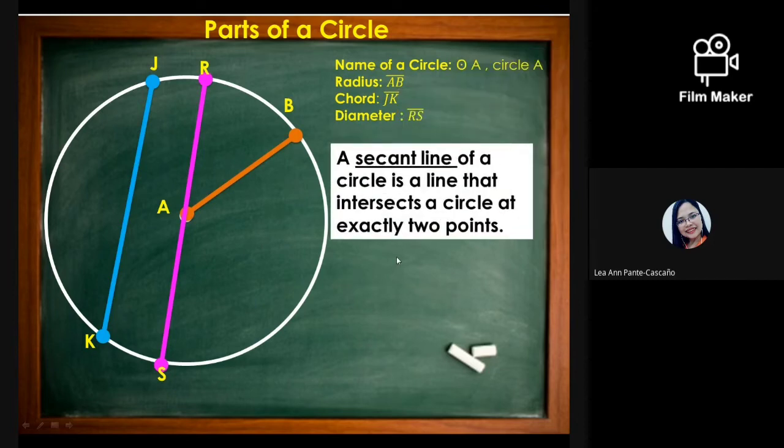Now, let's have the second line of a circle. The first is a secant: a line that intersects a circle at exactly 2 points. When we say line, it has no ending. Meron siyang arrow both sides. So, ibig sabihin po, we can extend that given line po. So, let's name this as secant XY. To name that, ito po yung ginagamit natin symbol. Meron tayong line on top ng ating XY. So, we have now secant XY. Pwede rin naman pong secant YX.